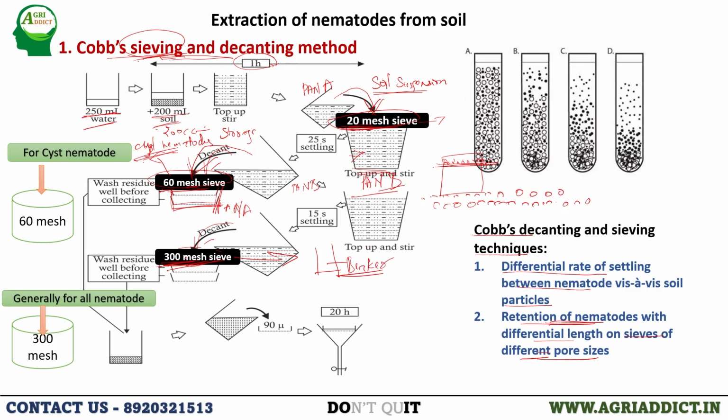Like this, the collection of nematodes takes place from the soil sample by using Cobb's sieving and decanting method. In simple terms, you can say that by using the 300 mesh sieve, you go for extraction of the nematodes from the soil sample, and the sample or residue collected over the 300 mesh sieve will be further processed by using different methods like the Baermann funnel method or the Fenwick can method, as in the case of cyst nematodes. The different methods will vary according to the nature of the nematodes.